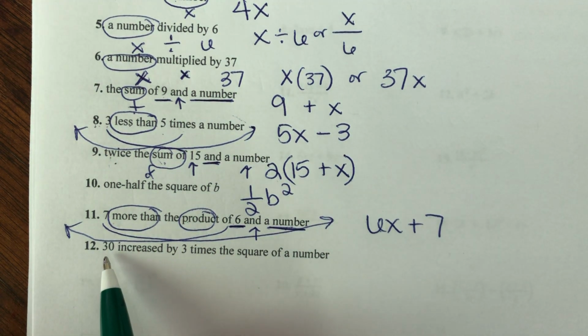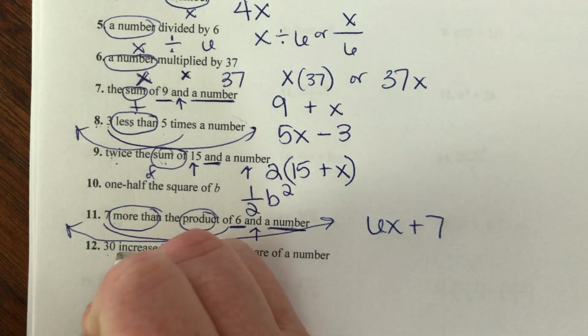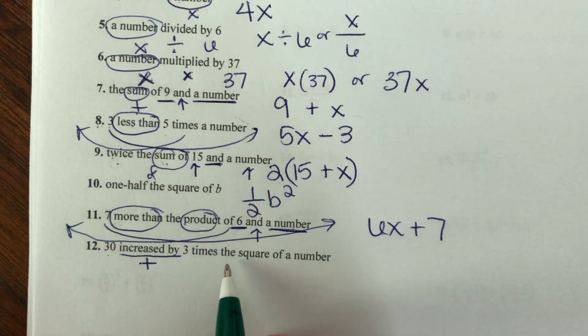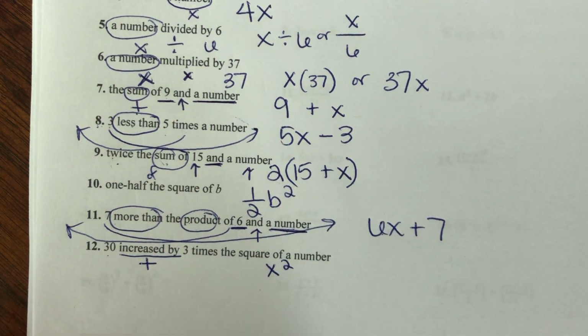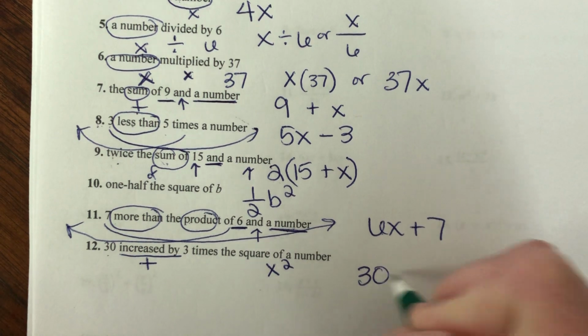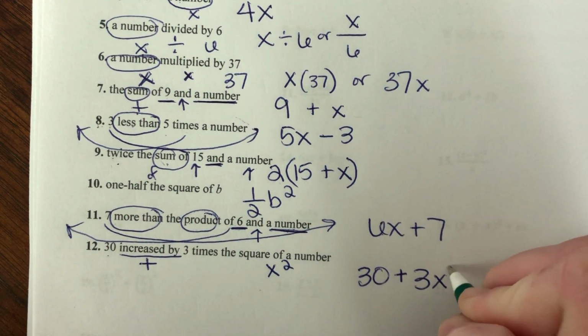And 12. 30 increased by, so I'm adding, 3 times the square of a number, x squared. So 30 increased by 3 times the square of a number.